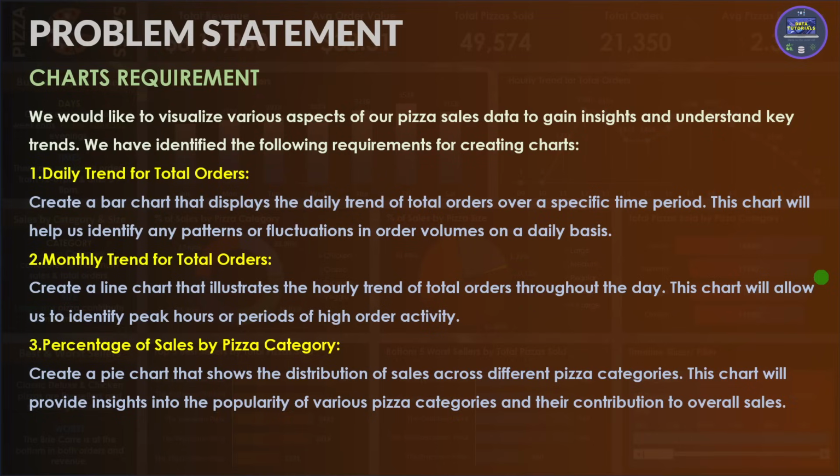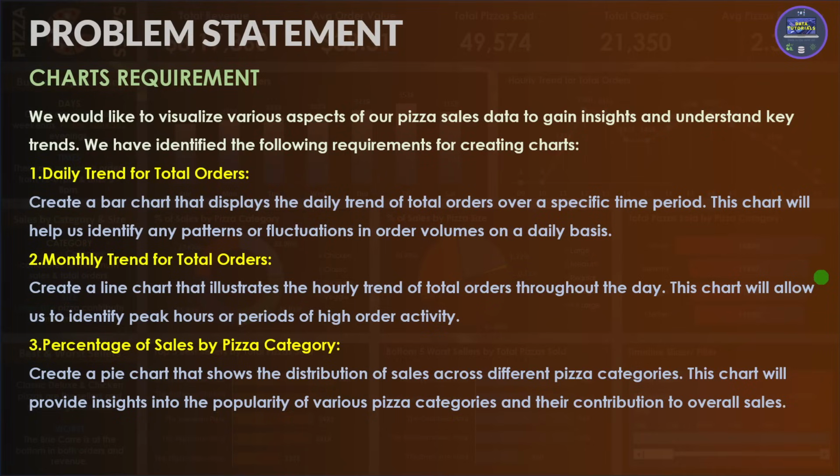In this he wants us to create a bar chart where he will be identifying the daily trend of a specific time period. Okay, so it will help him understand the patterns or fluctuations in the orders on a daily basis, right? Then the second one is the monthly trend for orders, right? So he wants us to create a line chart, and from this chart he will understand in which month the maximum number of orders are sold, right? So he will be finding the pattern, like whether in summer season or winter season or rainy season, the number of orders are high.